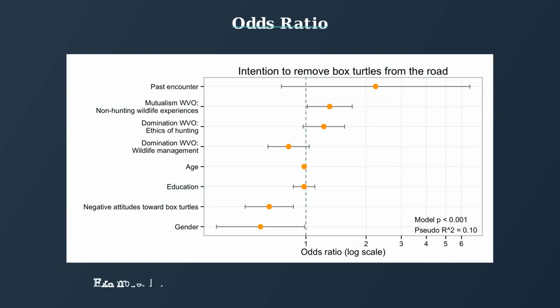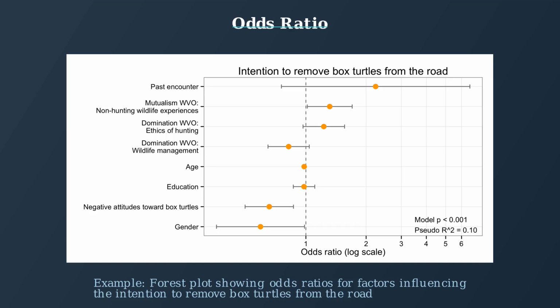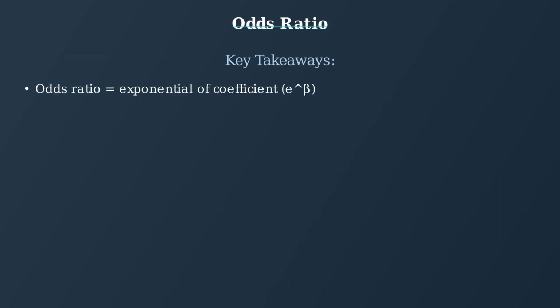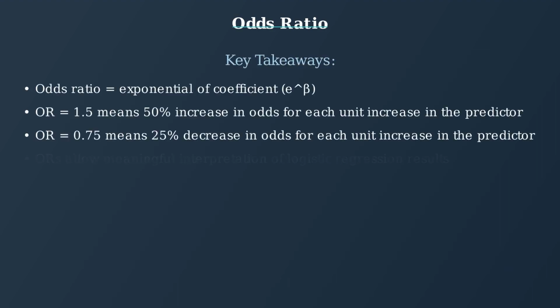Here's a real-world example using a forest plot to visualize odds ratios. Each point shows how strongly different factors influence a particular behavior. Points to the right of the vertical line at 1 indicate increased odds, while points to the left indicate decreased odds. To summarize, the odds ratio is calculated by exponentiating the regression coefficient.